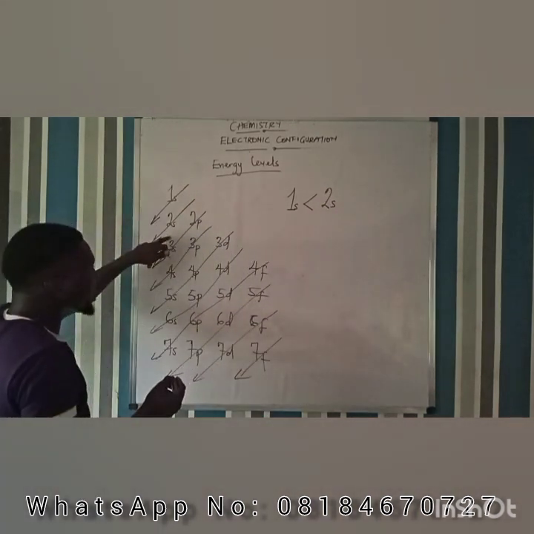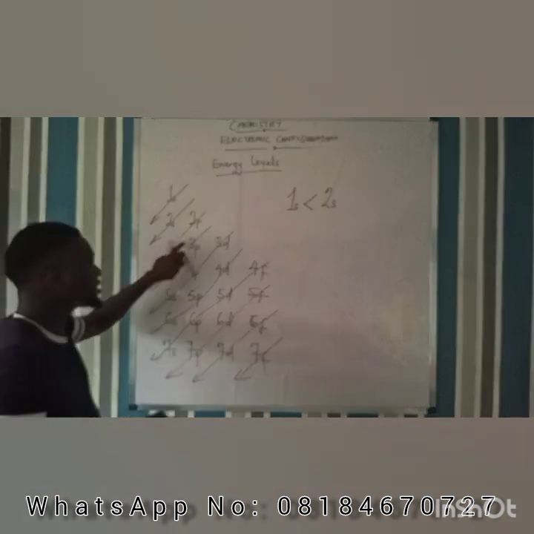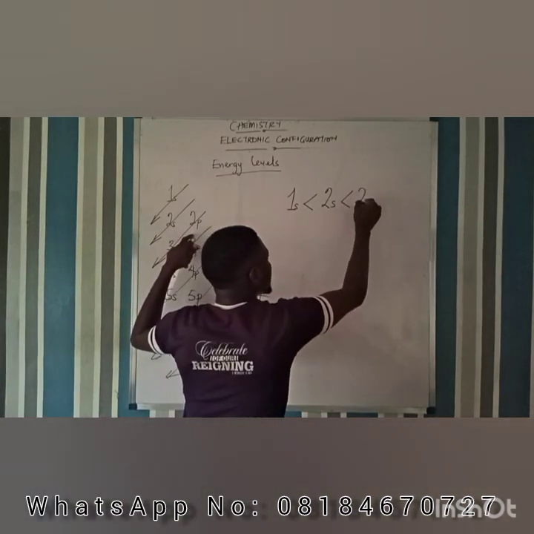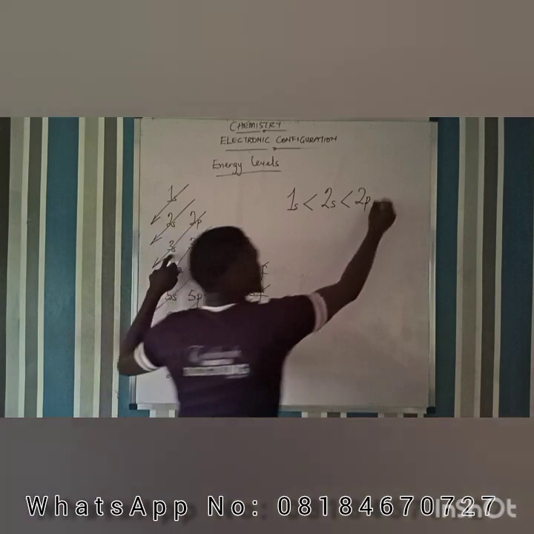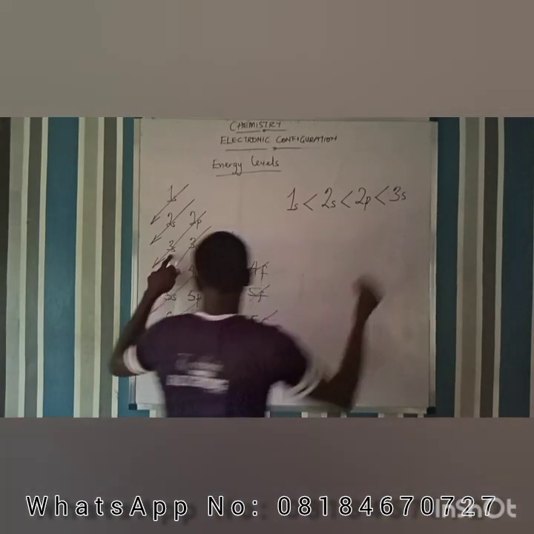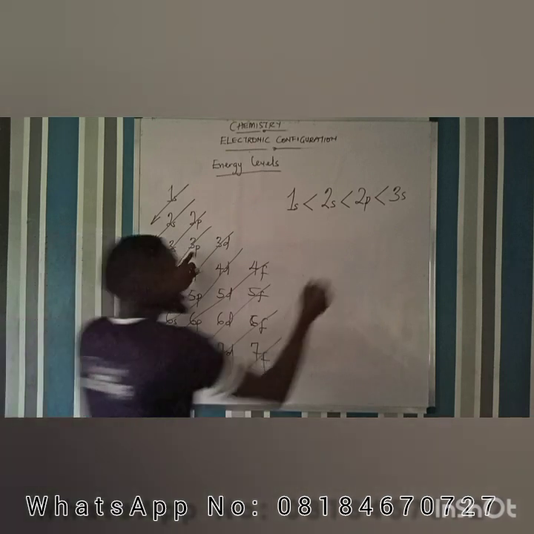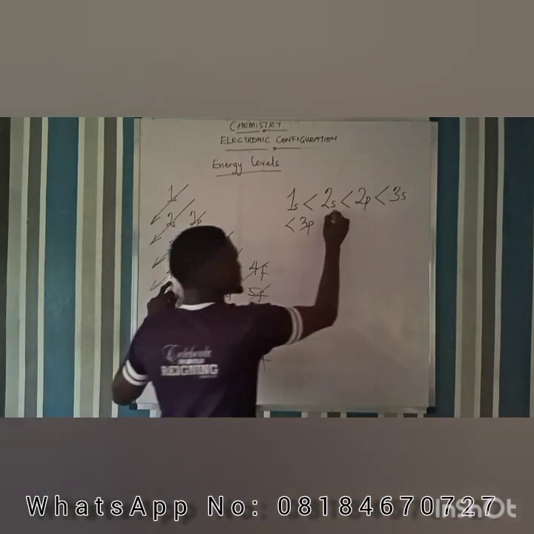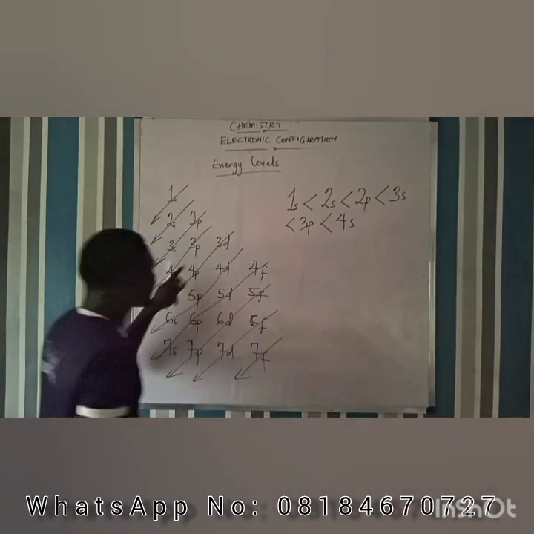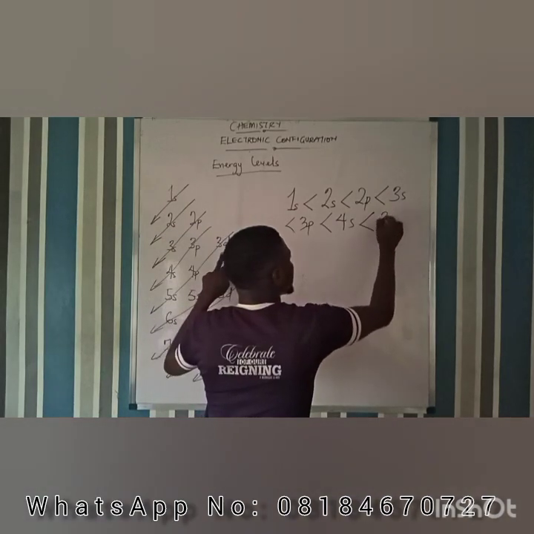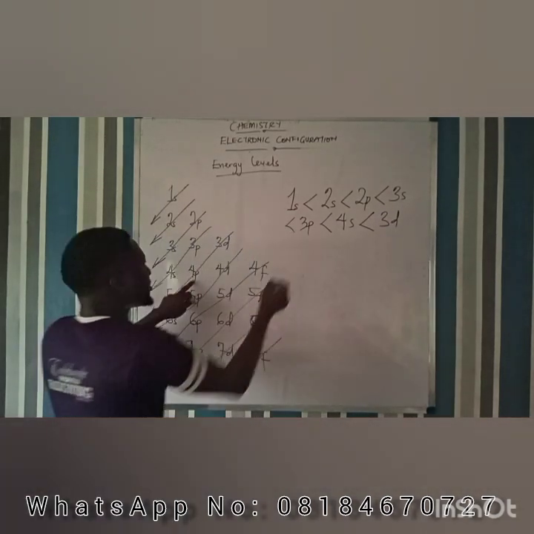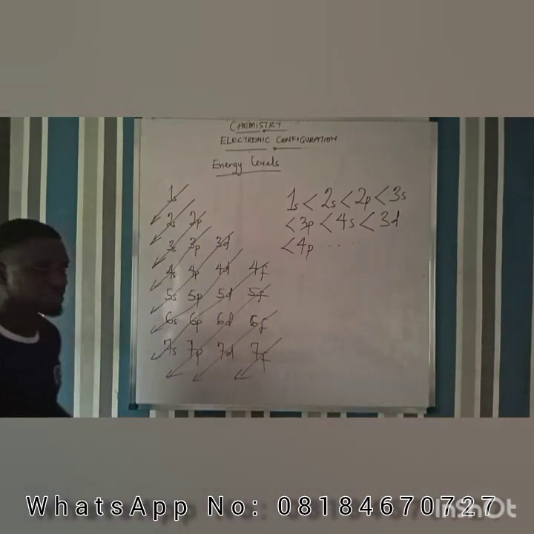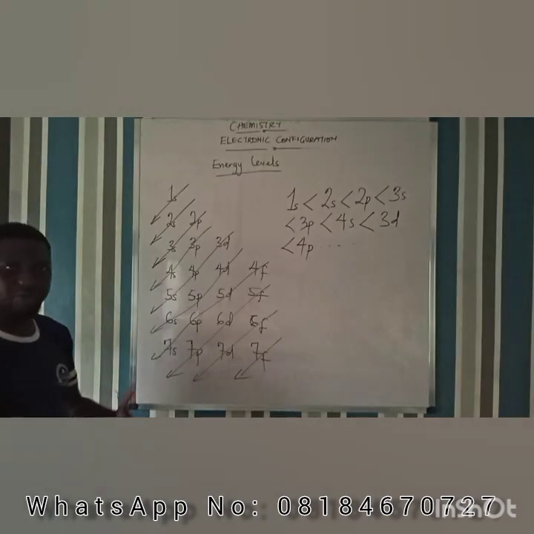After we finish this one, we move to the next arrow. After we move from that arrow, we move to the next arrow, and we start from this up to down. We have 2p, followed by 3s. After we finish that arrow, we move to the next one, followed by 3p, followed by 4s, followed by 3d, followed by 4p, and in that format, that's how you'll be having it till wherever you feel like stopping.